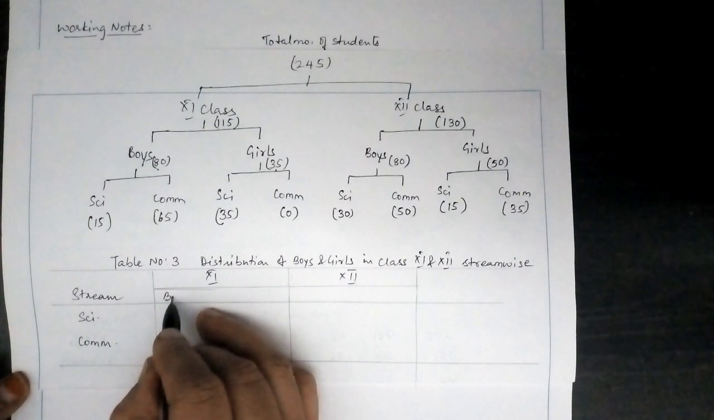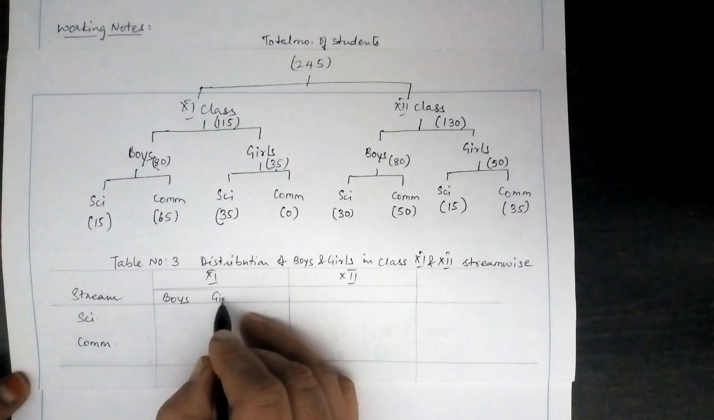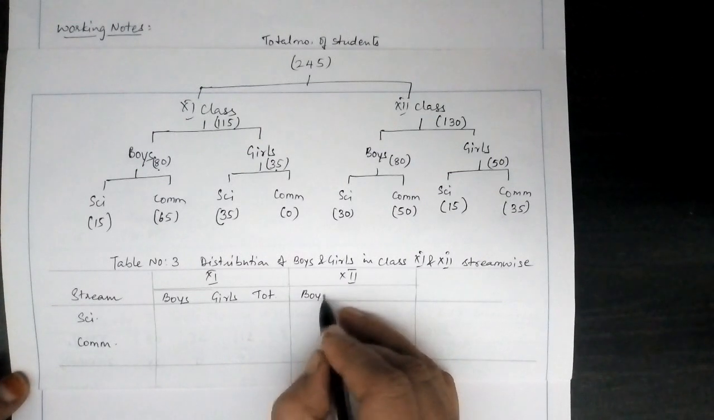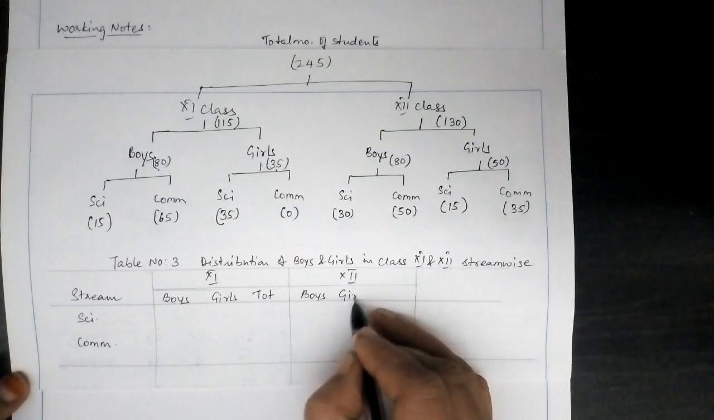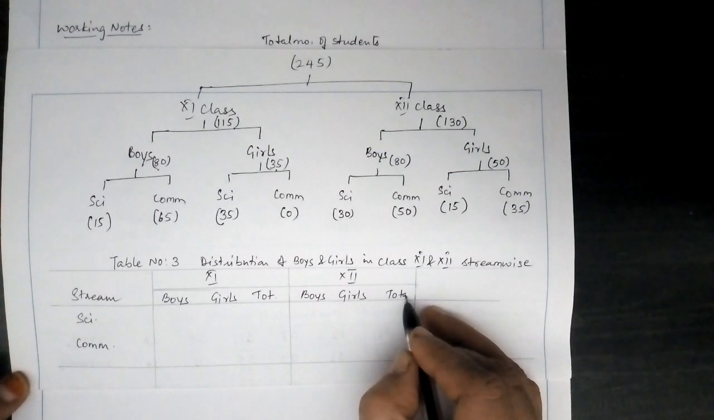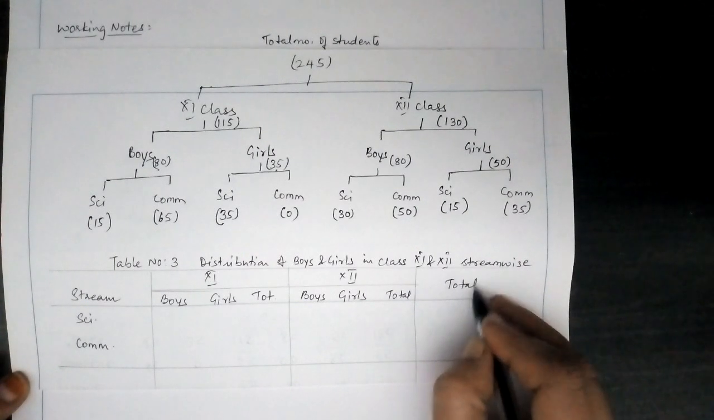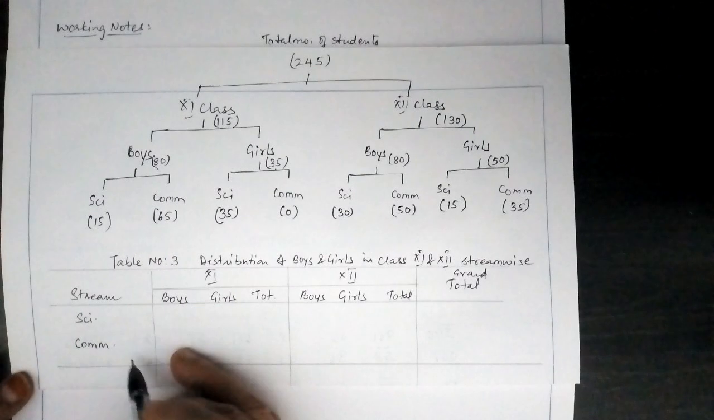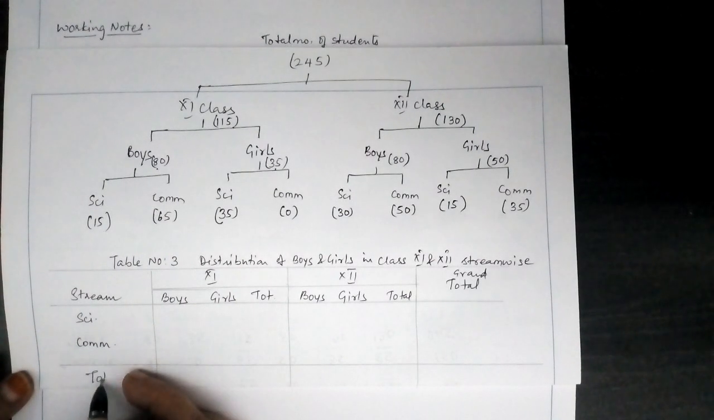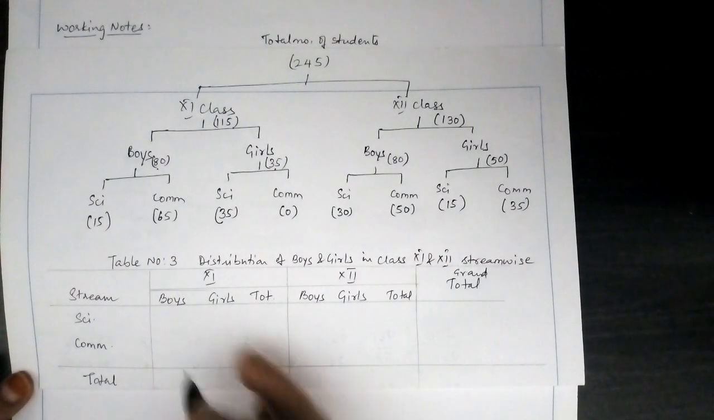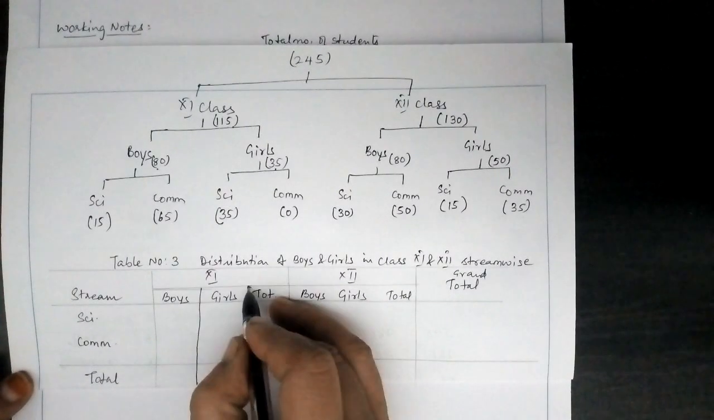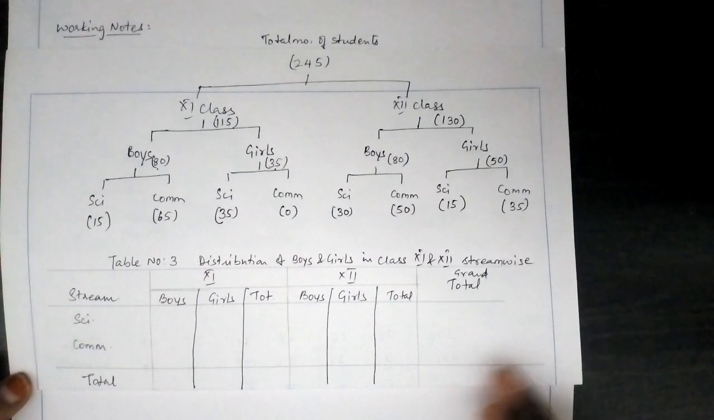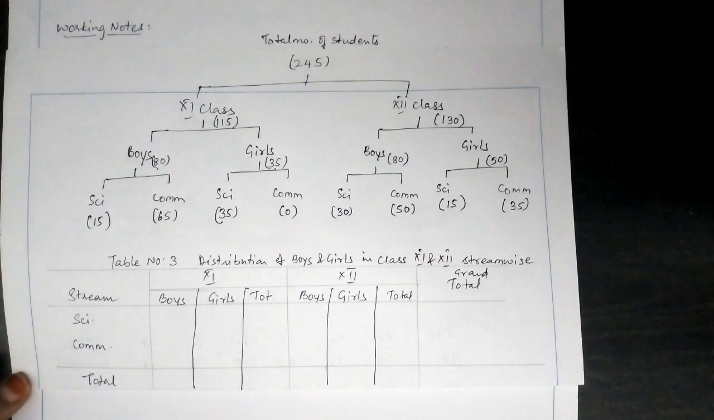In class 11 we again have boys, girls, and let's write down the total here. Then we have number of boys in 12th, then we have girls in 12th, and then their total. So this will give us the grand total. Let's write grand total. And here also we will write total for the column totals. Let's divide this into 3. Yeah, this is a manifold table because it consists of more than 2 or 3 variables.